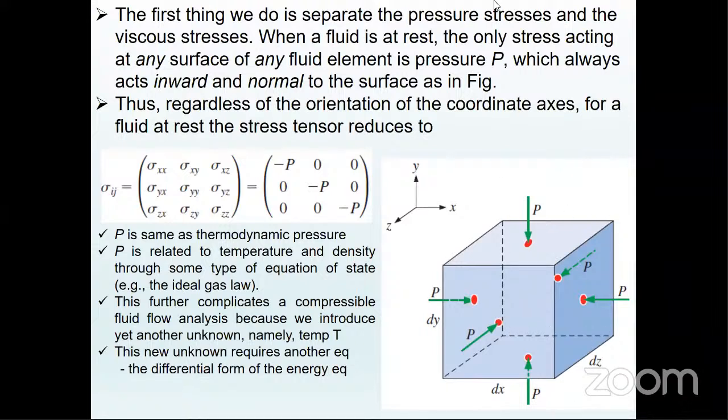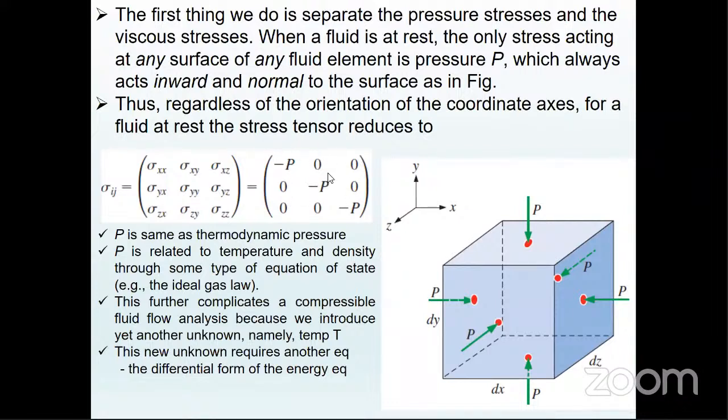Regardless of the orientation of the coordinate axes, either tilted or whatever you expect, x, y, z should always be perpendicular to each other. For a fluid at rest, the stress tensor sigma ij with 9 components reduces to only 3 components along the principal diagonal elements.